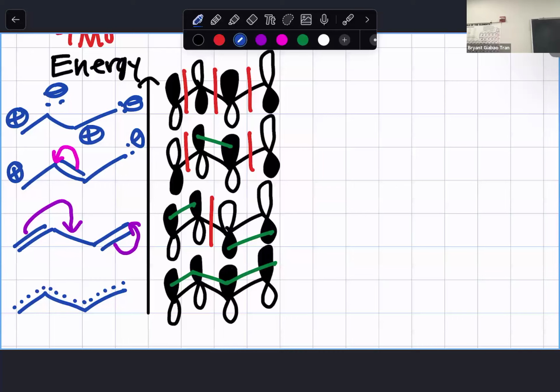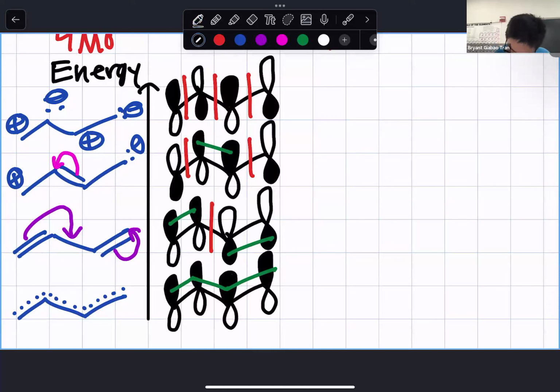This right here is the most stable resonance structure because we see that the electrons are able to flow around the whole molecule. And if electrons or charges are able to flow or breathe or be delocalized more, it is more stable, meaning it has less energy. Right?